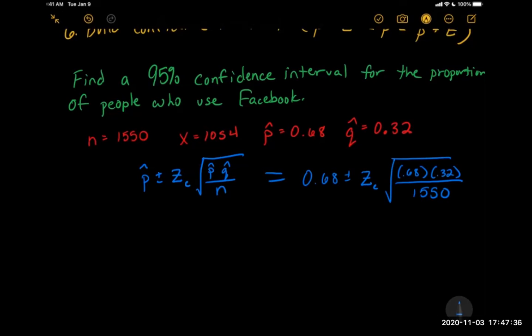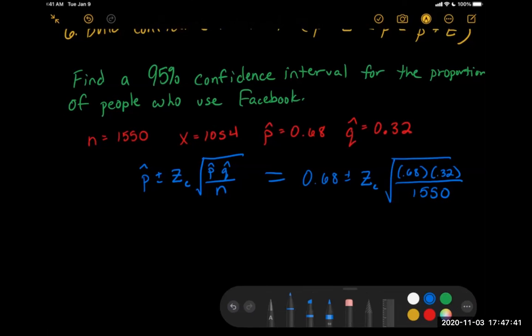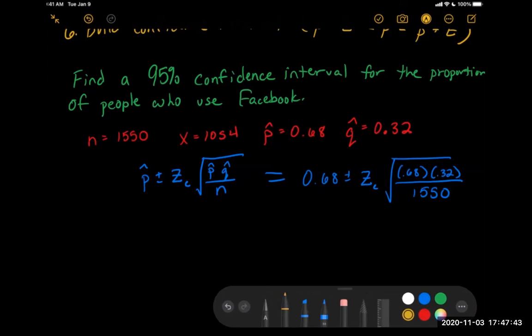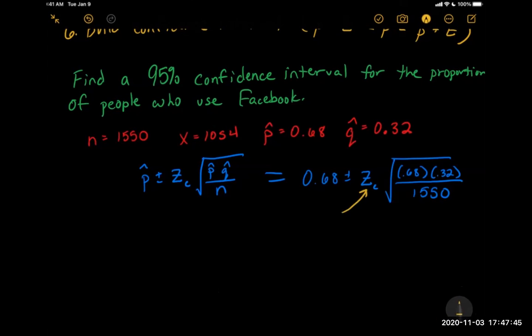I need to find critical Z for 95%. Now, you don't need to write this down because we're going to have software do it for us. But in case you were curious, the critical Z for 95% is 1.96. You don't really need to write that down. The software is going to do it for you. But you can find that by looking it up on your Z-score chart, which, if you have the textbook, is in the back of the textbook. And if you don't have the textbook, you just Google Z-score chart and it'll tell you what it is.